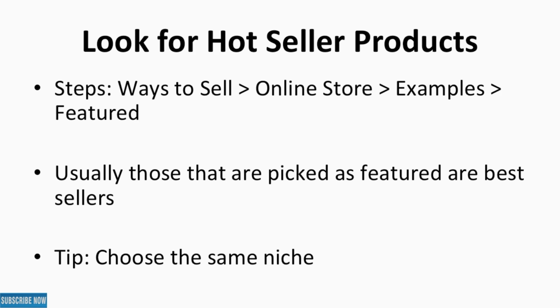on Shopify. If you are new to Shopify, you may be wondering where to look for the hot seller products. So log into your Shopify account, or even if you're on the landing page, look for the Ways to Sell tab on the top menu bar. Hover over the tab and select Online Store from the menu options that show up. Then you'll see the Examples tab below the menu bar. Click on it, and you'll be directed to the Examples page, which shows the store types on Shopify.